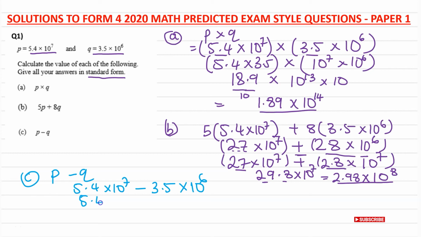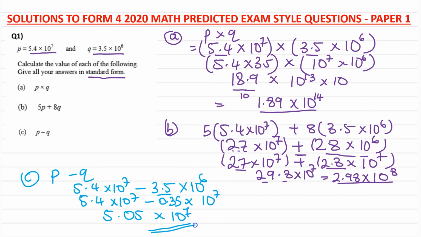So I'll go ahead and do 5.4 times 10 to the power 7 minus this one, which is now going to be to the power 7, which means I've multiplied by 10, which means I now need to divide this number by 10 in order to balance it. So that will be 0.35. Okay, so now it's easy to subtract because they both have the same powers of 10. So 5.4 take away 0.35 will give you 5.05. And then we got the same powers of 10. And this is your final answer for C.